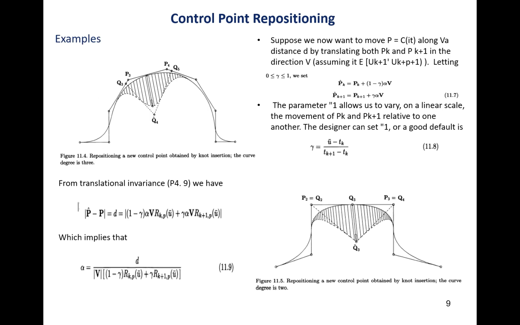So coming to the examples, suppose we now want to move P along the distance D by translating both Pk and Pk plus 1 in direction V. So it gives Pk plus 1 equal to Pk plus 1 into gamma alpha V. The parameter gamma allows us to vary on a linear scale the movement of Pk plus 1 relative to one another, and the designer can set any value, or a good default is given by 11.8, and alpha is given by formula 11.9. Both figures show a symmetrical curve repositioning.